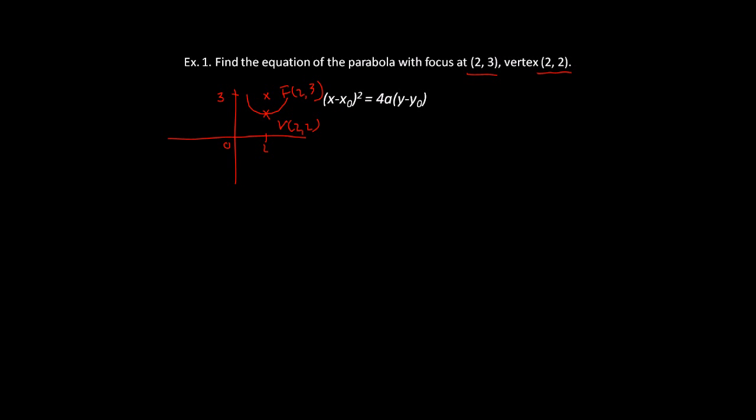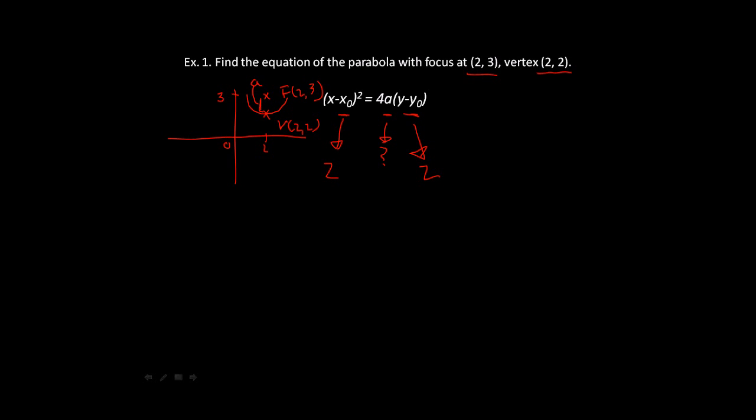So what next is you are going to figure out what x0, a, and y0 are. As I mentioned before, x0 and y0 are just coordinates of the vertex, so right away you know that x0 is 2 and y0 is also 2. So what's left is just the value of a. We just need to know that a is the distance between the focus and the vertex, which is this distance.